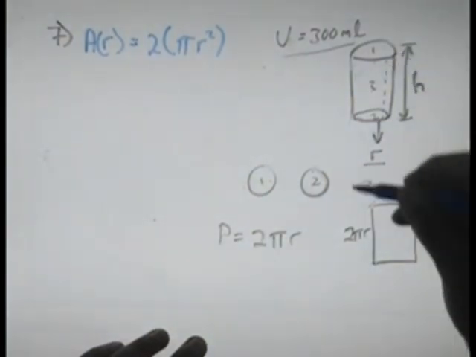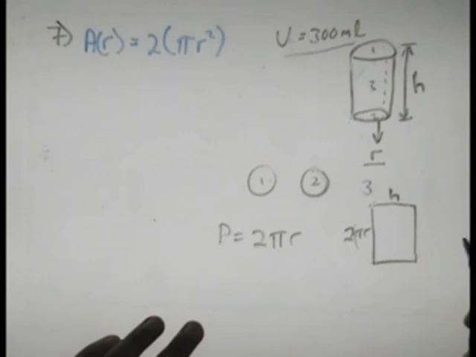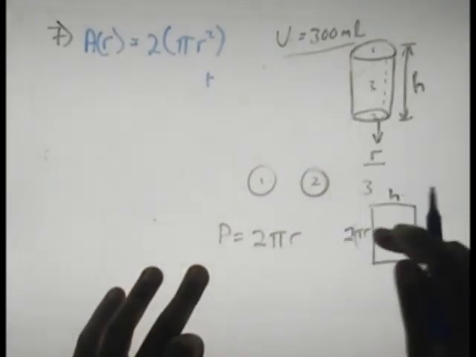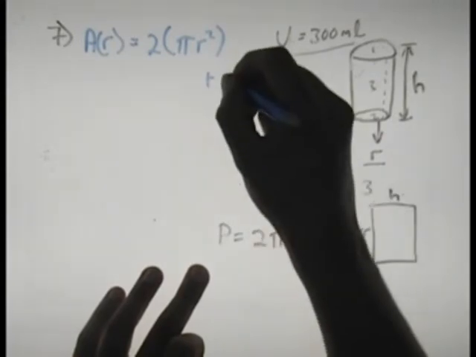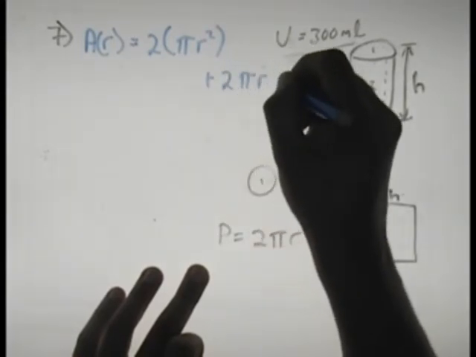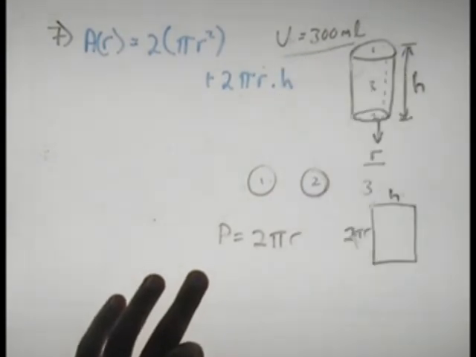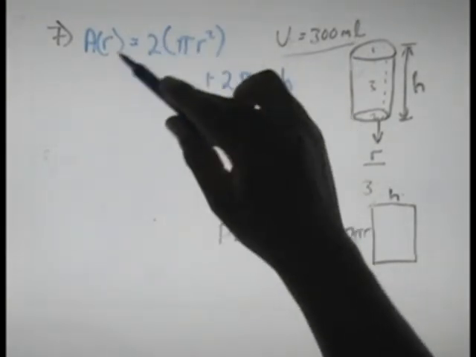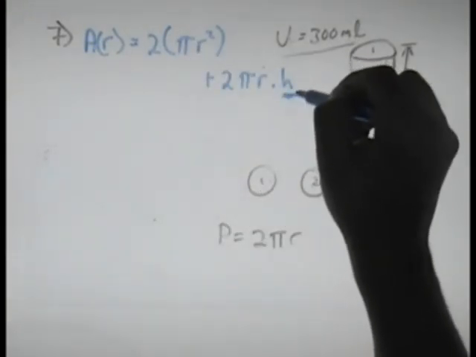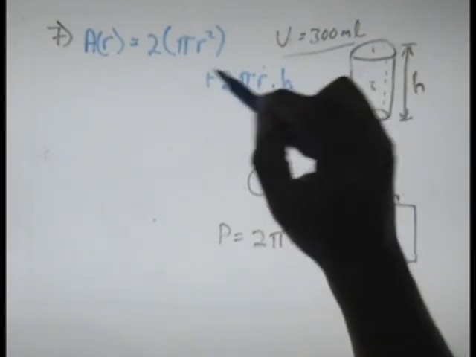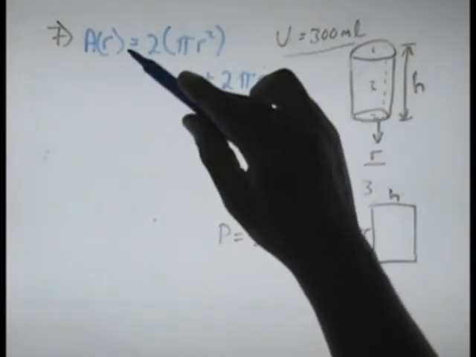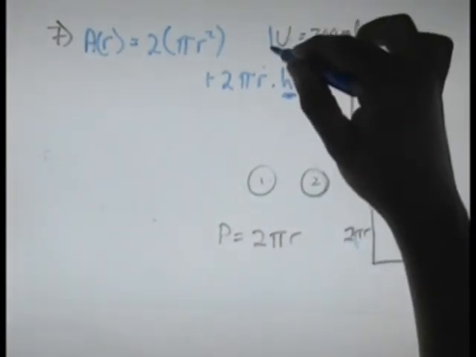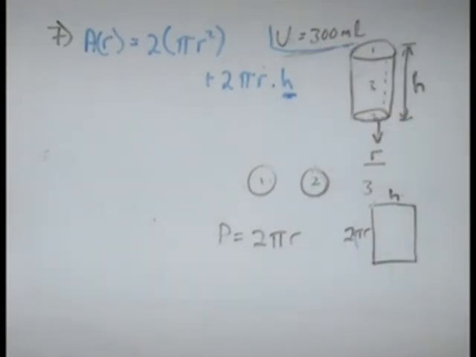And I've still got to add the surface area of this here, which will be plus length times breadth, which is 2 pi r times h, which I'm just going to leave as 2 pi r times h. Now all of this is fine except for this h. Having this h in here makes it impossible to differentiate. It makes it impossible to find an r value. But remember, I did tell you that volume is equal to 300 milliliters.